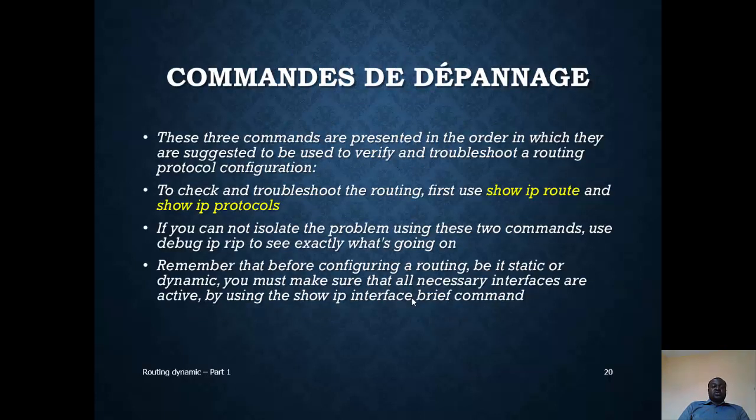The commands to solve problems in case there is a fault: these 3 commands are presented in the order in which they are suggested to be used to verify and troubleshoot a routing protocol configuration. To check and troubleshoot the routing, we use the commands show ip route and show ip protocols. If you can isolate the problem using these 2 commands, use debug ip rip to see exactly what is going on. Remember that before configuring a router, it must be configured for static or dynamic routing. We must make sure that the necessary interfaces are active by using the show ip interface brief command.